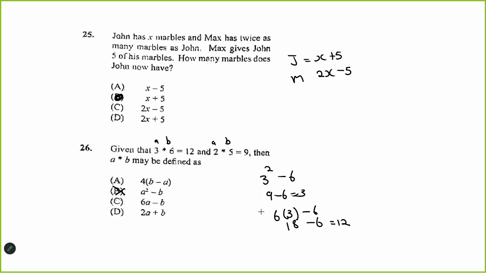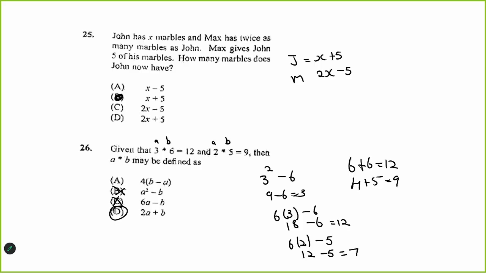Then let's try the next one. We have 6 by 2 minus 5. 6 2s are 12. 12 minus 5 is not 9. Hold on. 9, 10, 11, 12, is in fact 7. So I know it is not this one. Then let's see. 3 2s are 6. 6 plus 6 is 12. Then 2 2s are 4. 4 plus 5 is 9. So I know the answer here is D.